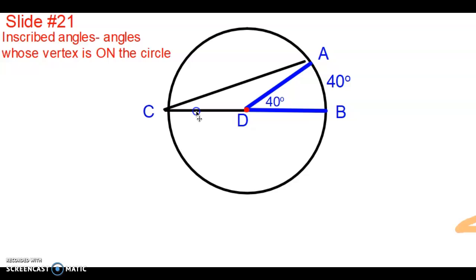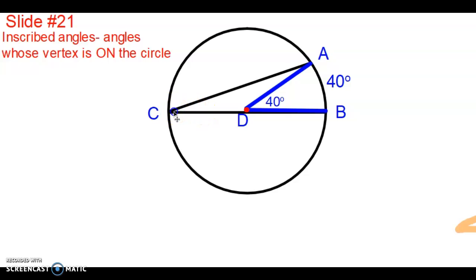Now let me do this to it. Look at this angle, ACB. This angle that's right in here. Notice where its vertex is. It's on the circle. Well, let's investigate this.